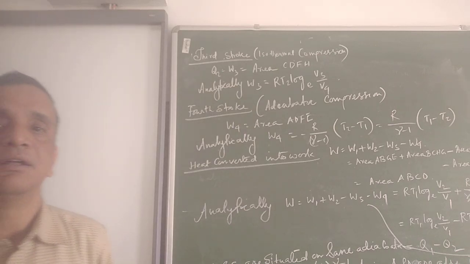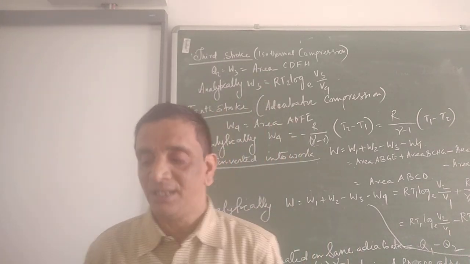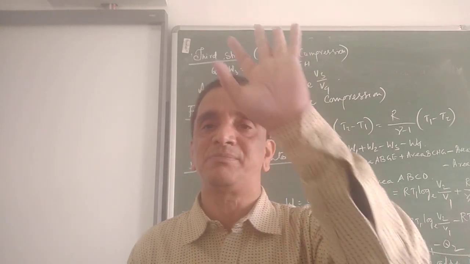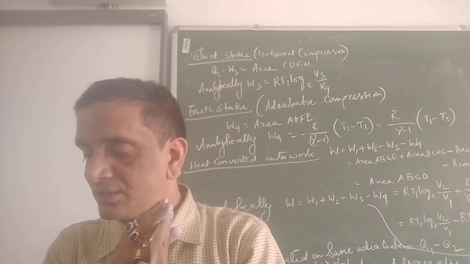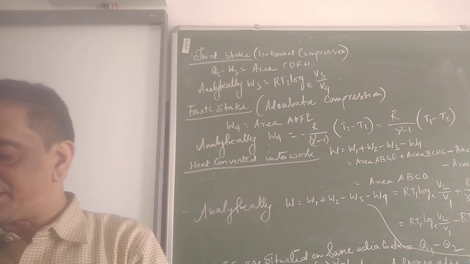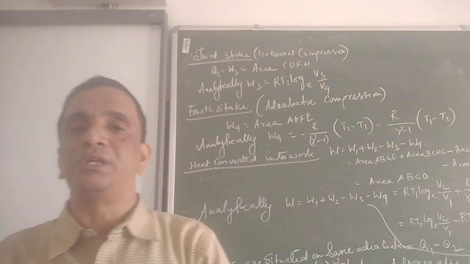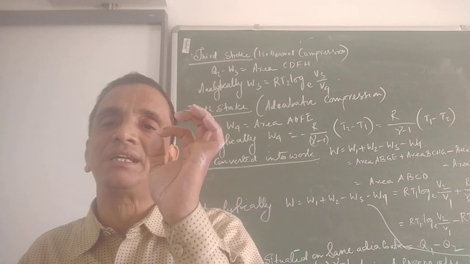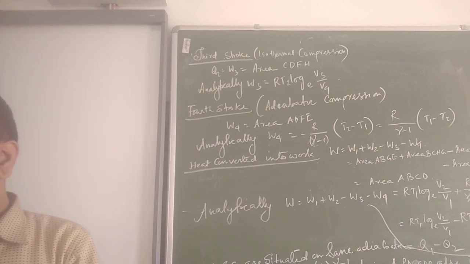There are three statements given by three scientists. One is known as the Clausius statement, another is the Kelvin statement, and the third is Planck's statement. How many statements are there? Three. What is the Clausius statement? It states that heat cannot flow from a cold body to a hot body without the performance of work by some external agency.